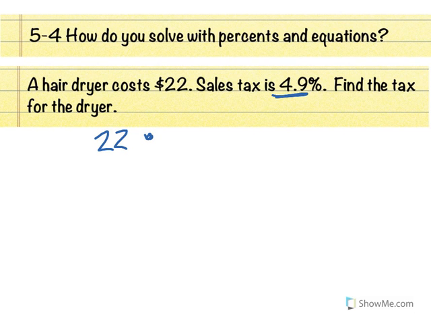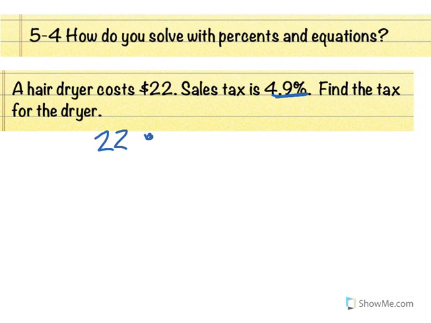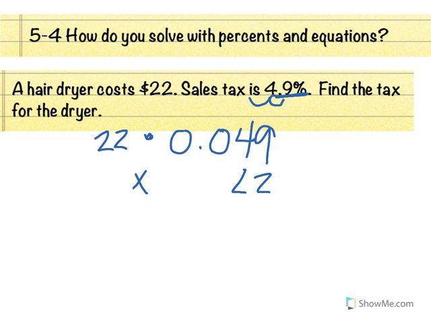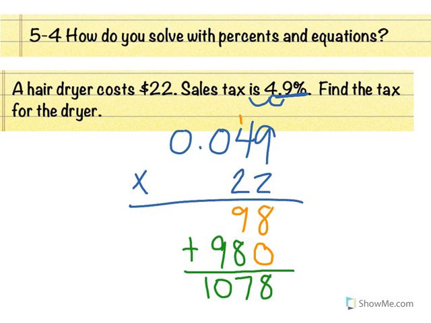So to write this as a decimal again, I am moving that decimal 2 places to the left. So I would have 0.049. To solve, I'm just going to write this underneath. Now when I multiply, I get 1078.